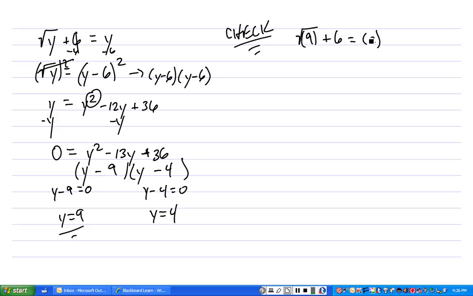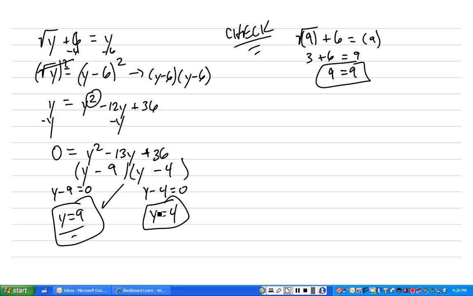Alright, so square root of 9 is 3, plus 6 equals 9. 3 plus 6 is 9. 9 equals 9. That is true. So y equals 9. That checks out. We're good. So now we're going to try this guy. Okay, now we're going to check y equals 4. So now it's square root of y, which is 4, plus 6 equals y, which is 4.